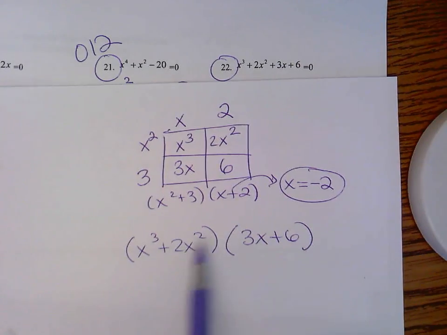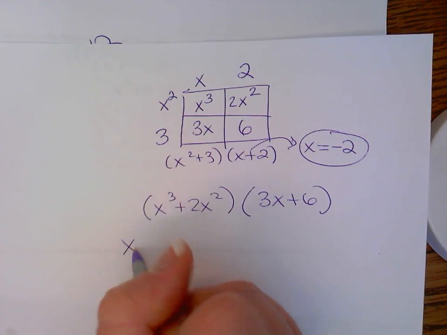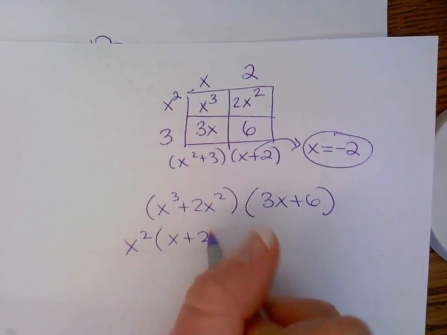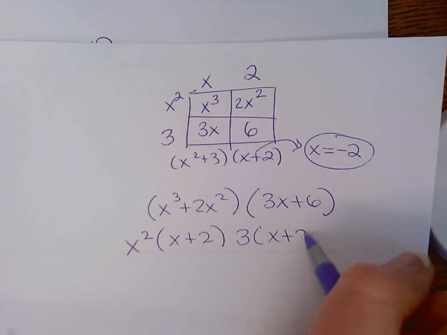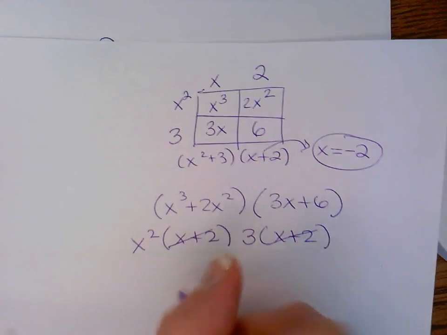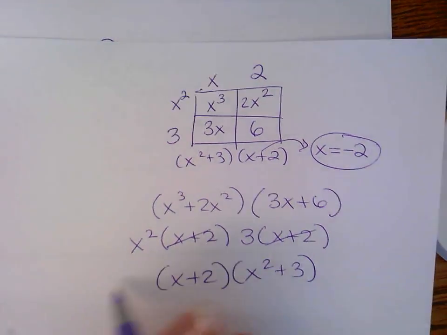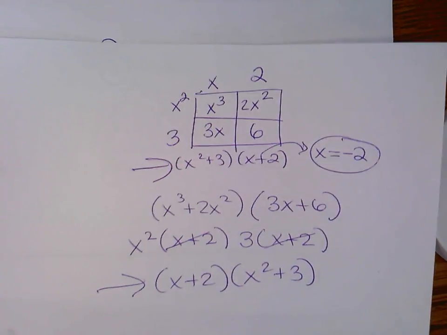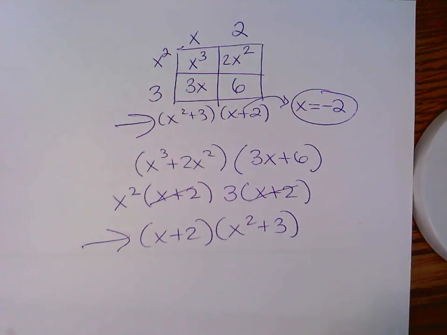Grouping wise, you're basically doing the same thing. You're pulling out a greatest common factor. So if I pull out x squared, I have x plus 2 left. If I pull out a 3, I have x plus 2 left. If I pull out an x plus 2, see how I have x squared plus 3 left? It gets me to the same place as the box method. So if you like the box method, maybe that's your method for this test, not trying to figure out grouping.